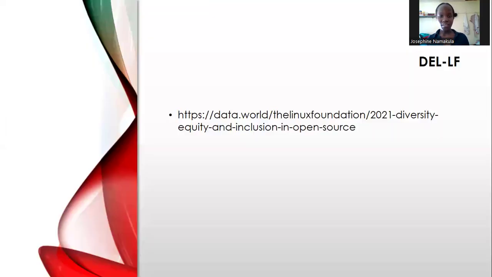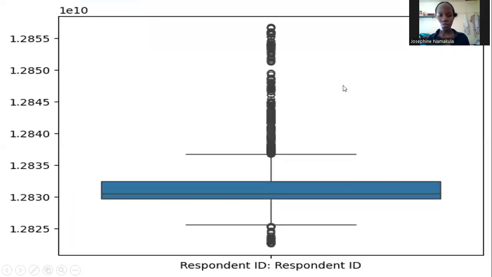So when I move to the next slide, I find the dataset called the Dell LF. This is the link to the dataset. I go to the box plot. It had so many outliers, and the mean was not at the center of the data.